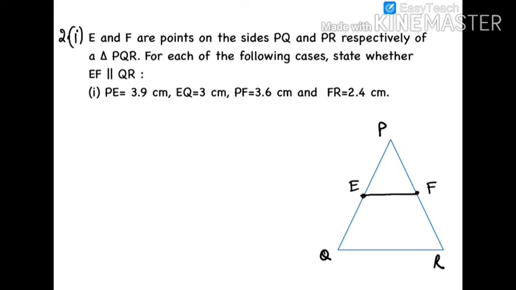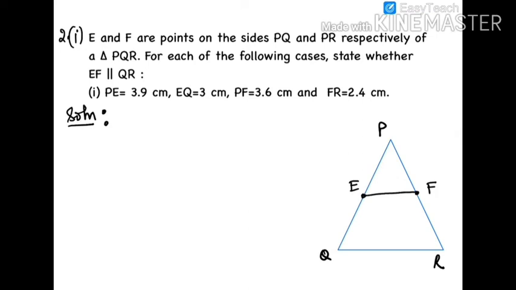In this question, we use the converse of basic proportionality theorem. So to use the converse of BPT, we will have to show that the sides PQ and PR are cut in equal ratio. And to do that, we will use the given data in the question. We are given the sides and we will check whether the ratios are equal. If they are equal, then the line EF will be parallel to QR.